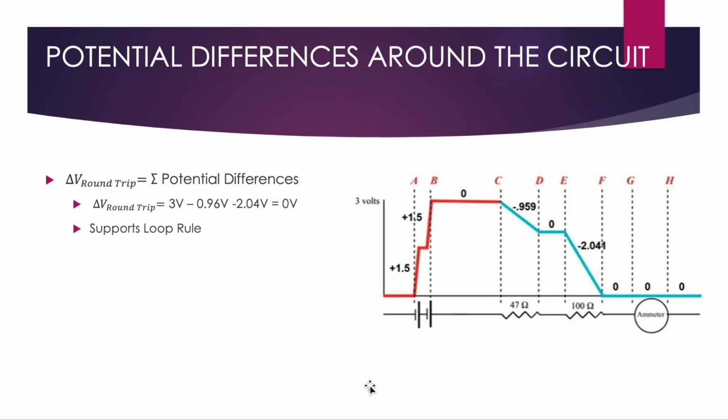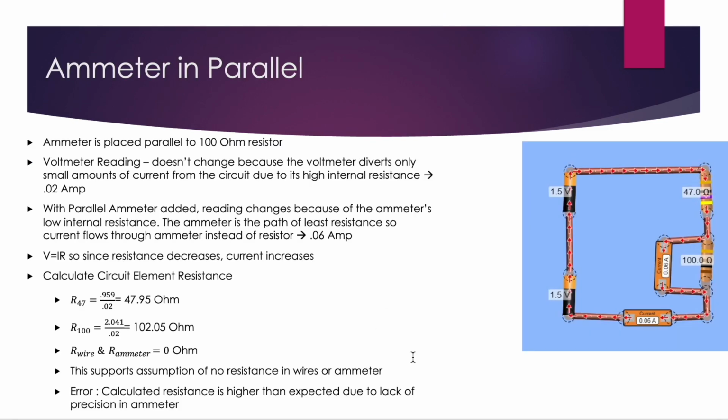Potential differences around the circuit, and this illustrates again how the voltage equals 0 as it goes around the circuit. The same materials in the circuit, but in parallel. One of the ammeters is in parallel with the 100 ohm resistor. This changes the current in the ammeters because when the ammeter, which has very low resistance, is in parallel with the 100 ohm resistor, the current will take the path of least resistance, which is the ammeter, resulting in each ammeter having 0.06 amps.